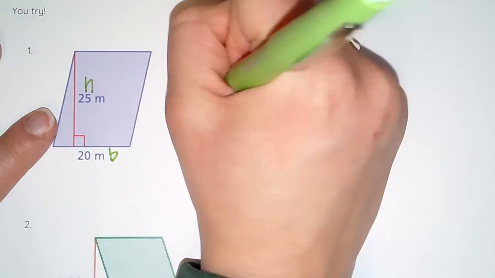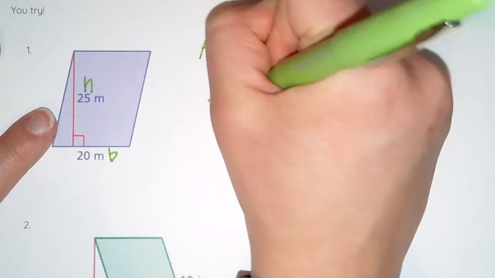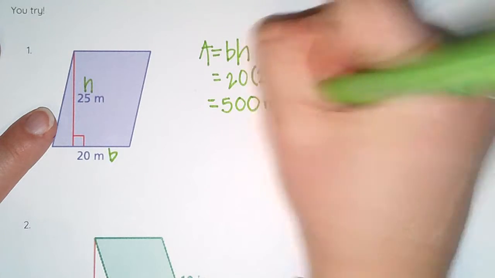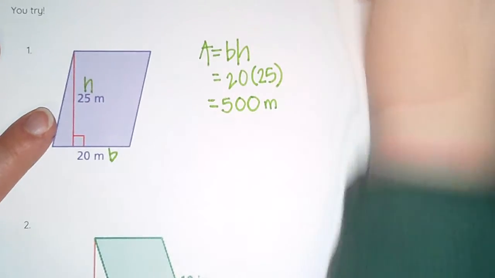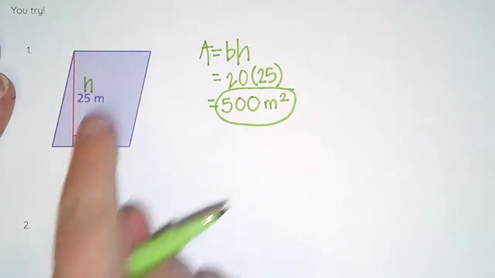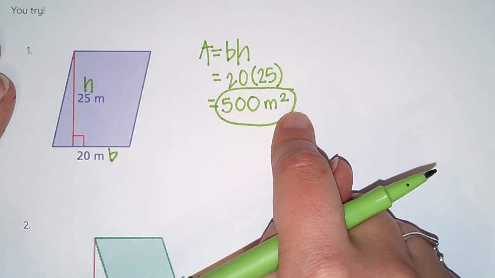Now I multiply. 20 times 25 is 500. I'm using meters. And because it is area, it's meters squared. Therefore, the area of this parallelogram is 500 meters squared.